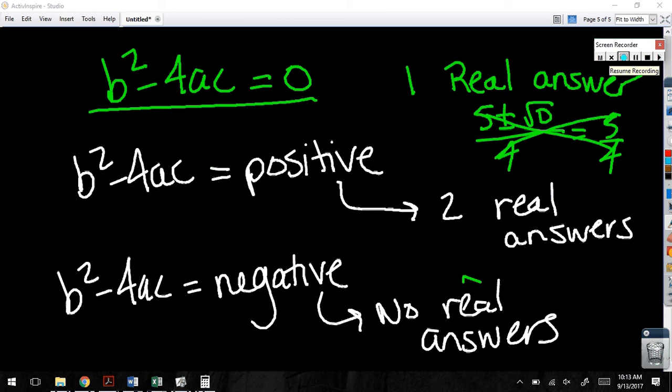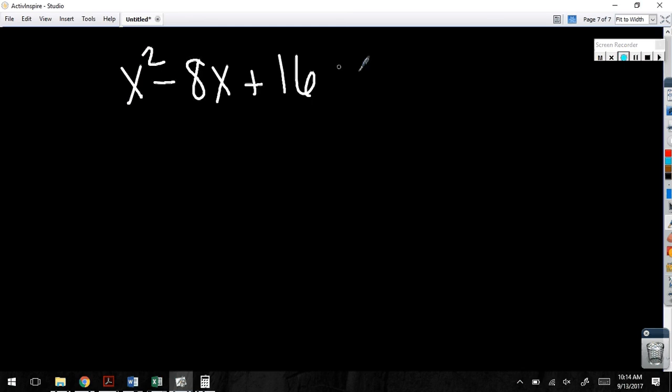Let's do an example. How about if I looked at this? x squared minus 8x plus 16 equals 0. Now remember, this is still a portion of the quadratic formula, so it still must equal 0 before I even begin. If I have this, and I ask how many and what kind of solutions does this have, what could you do? Work it out without having to work out the whole thing.